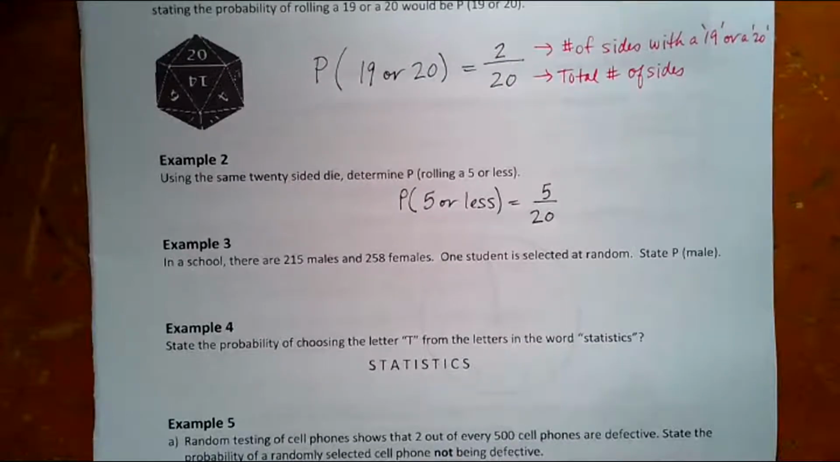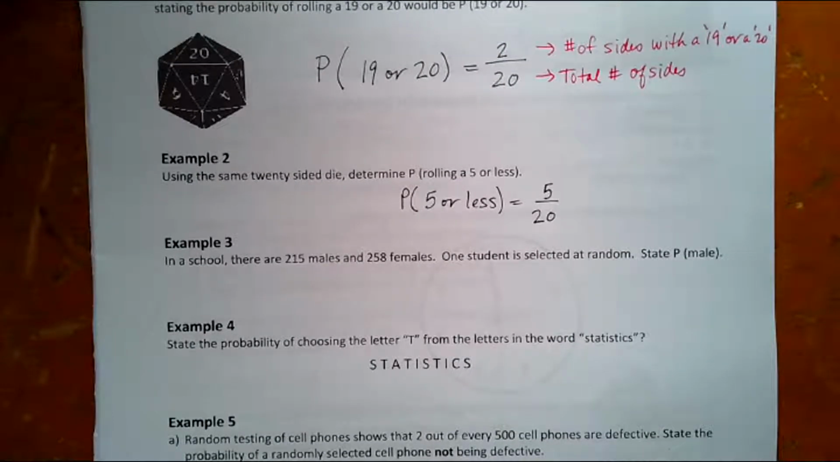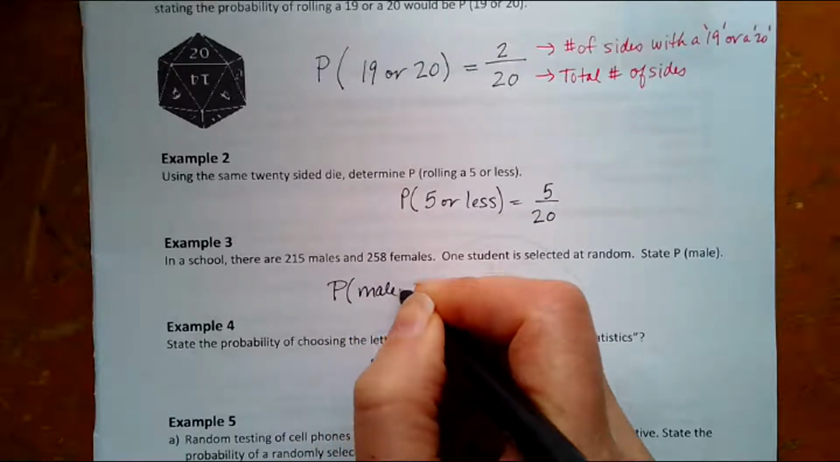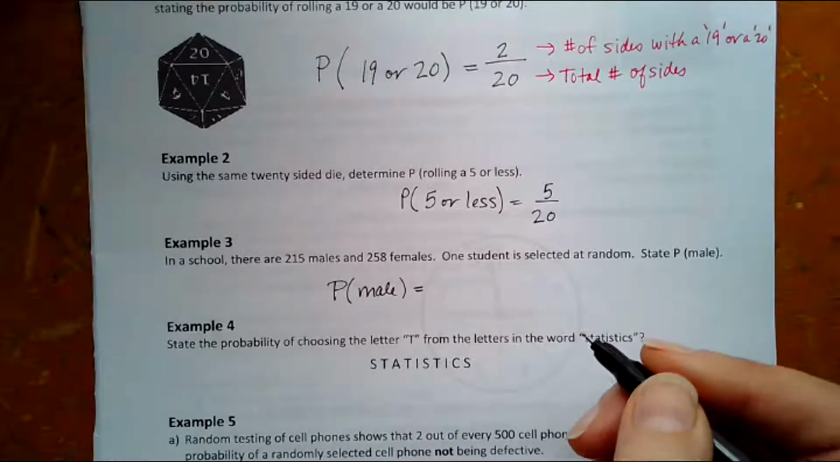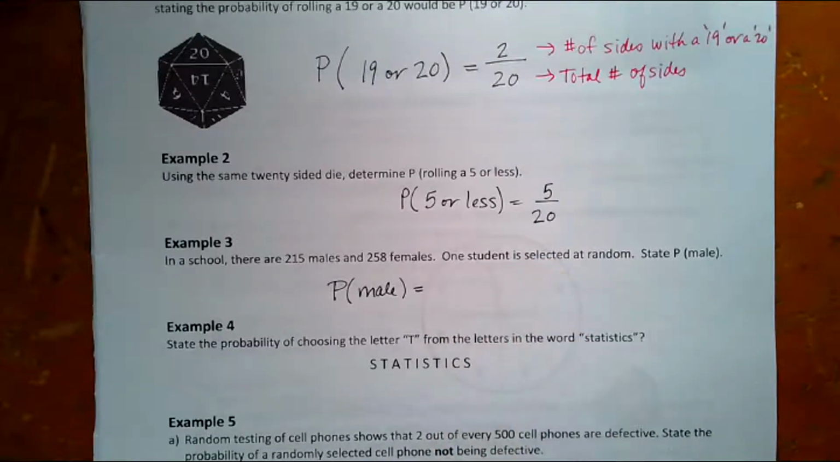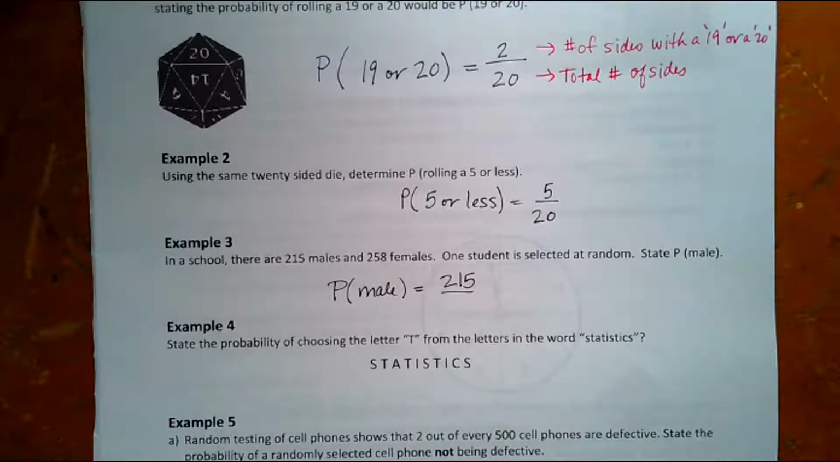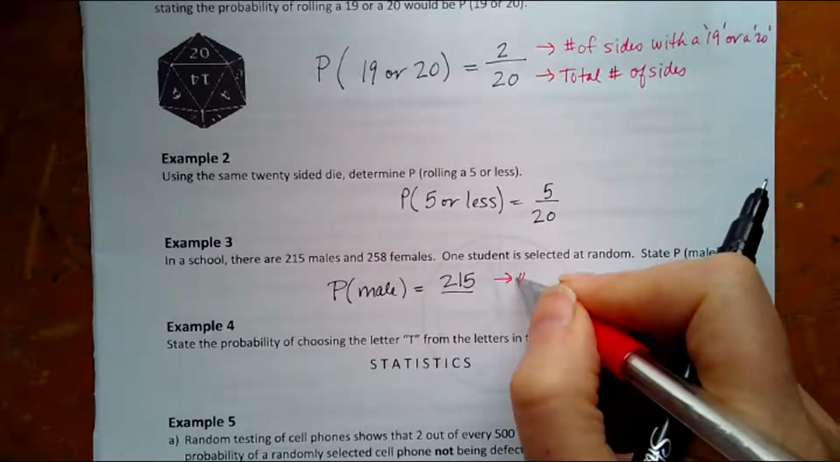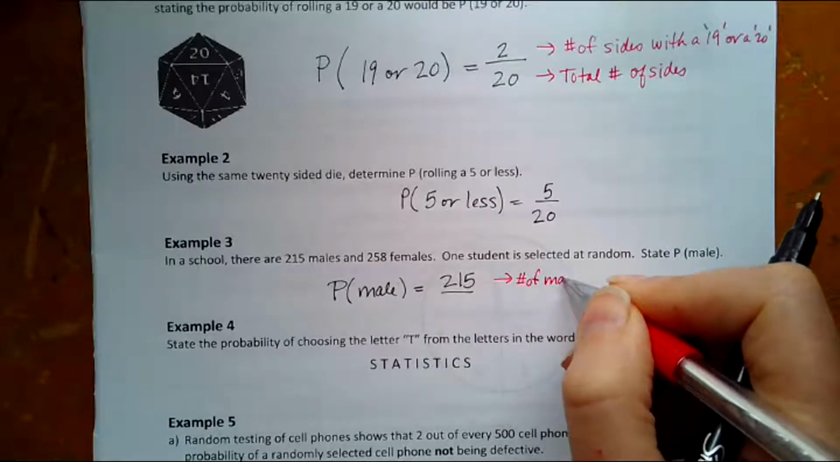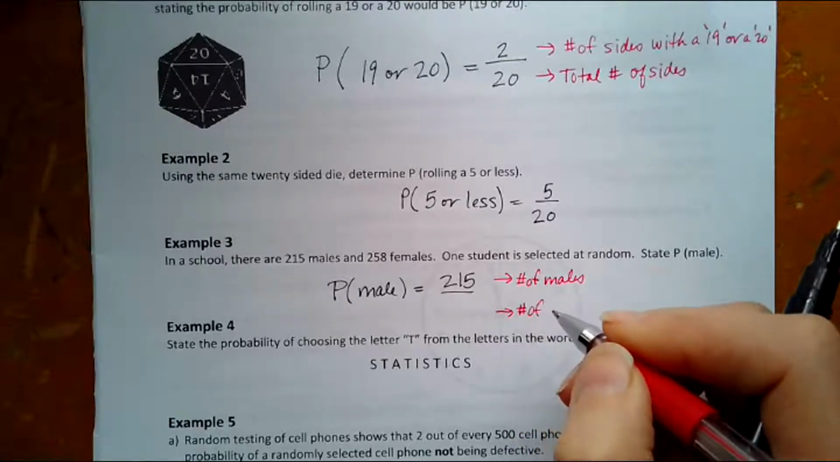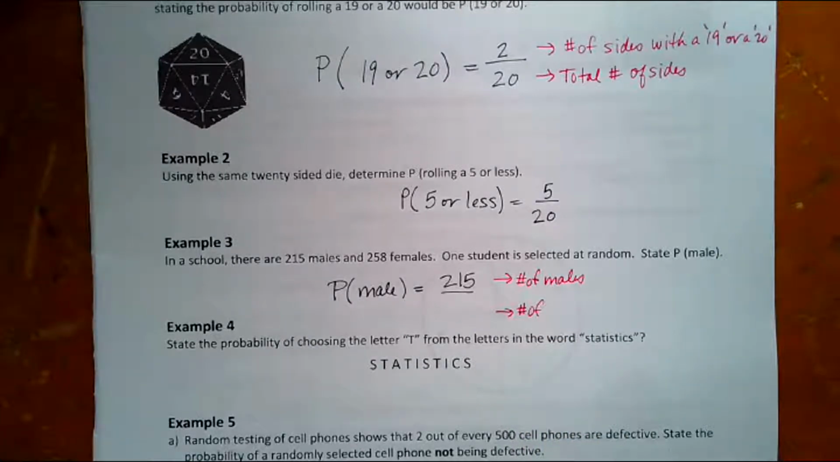In a school, there are 215 males and 258 females. One student is selected at random. All right, state the probability it's a male. All right, so I'm going to follow my definition of probability. So how many males do I have? 215. So my top number is the number of males. And remember what our bottom number has to be? The total number of, oops, I have to add that word total. I'm going to stress that word should be total.